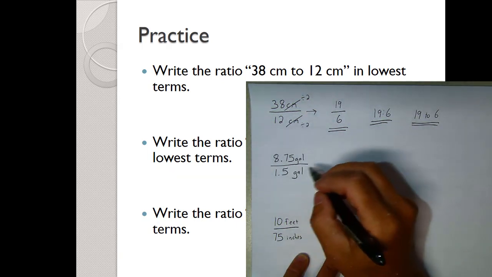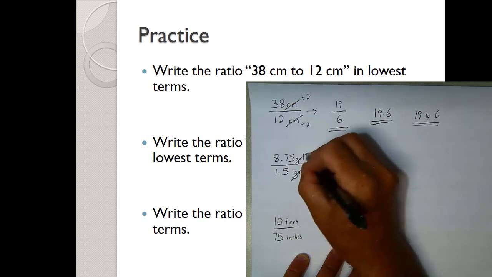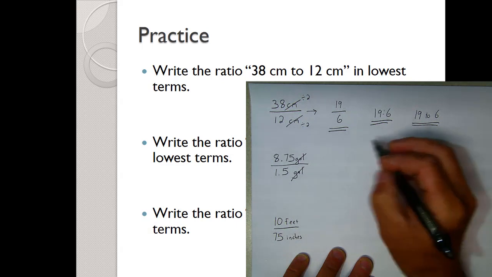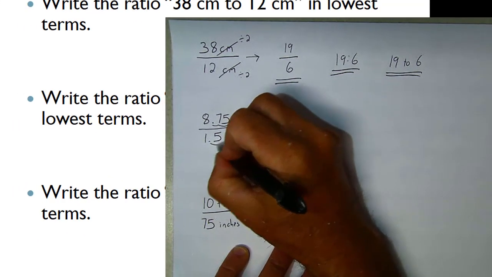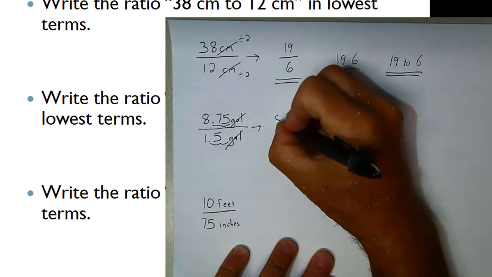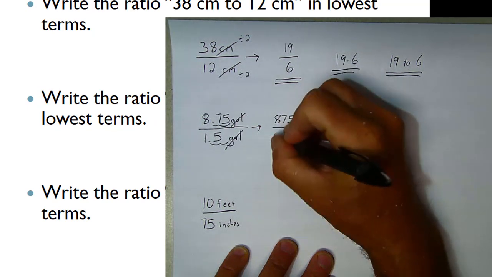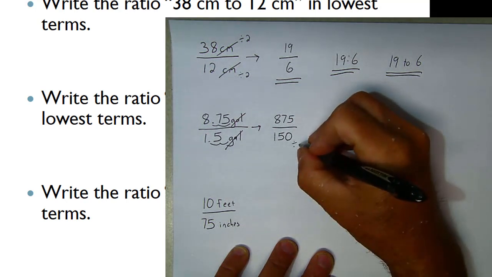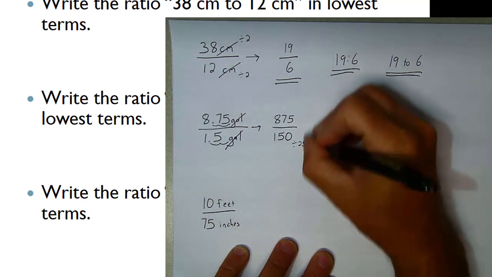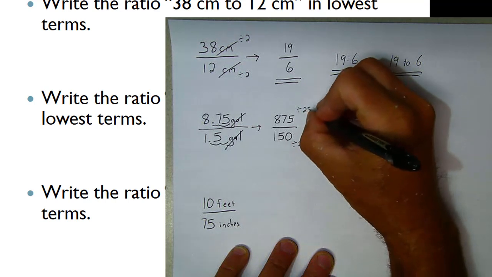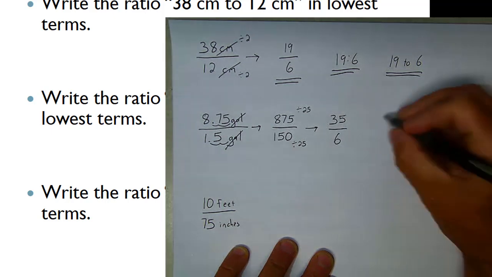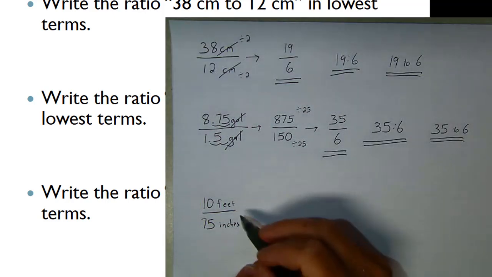Next one, 8.75 gallons over 1.5 gallons. The units match, so they cancel off right away, and we have 8.75 over 1.5. But we could move the decimal 2 to the right to get rid of the decimal point in both numbers, and that becomes 875 over 150. Now those will both reduce down. They both divide by a common factor of 25. And if you do that, you end up with 35 over 6. That is lowest terms.